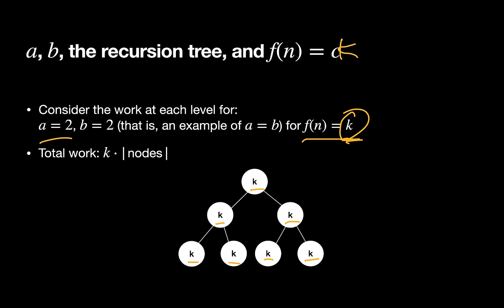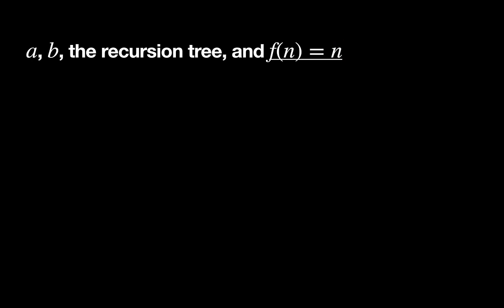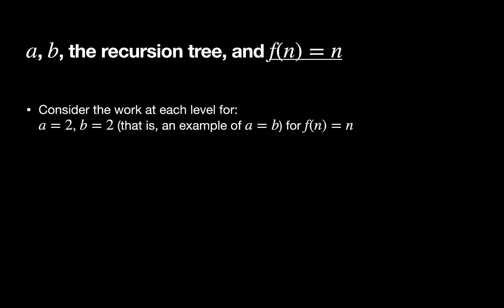Now let's look at a subtle variation of this. Instead of assuming that f of n is just a constant, let's assume that f of n depends on n. To keep it simple, I'm just going to assume that f of n is equal to n. So each of our instance calls has to iterate through all of the data that it's given for some reason. Just like before, I'm going to consider my a and b factors to both be 2. So let's draw out the recursion tree.